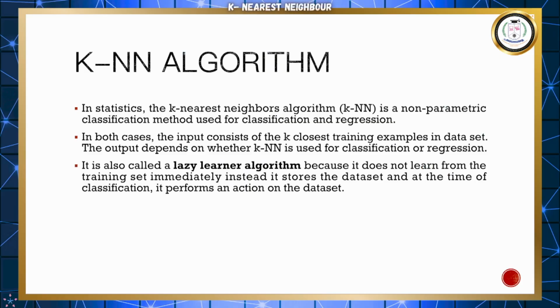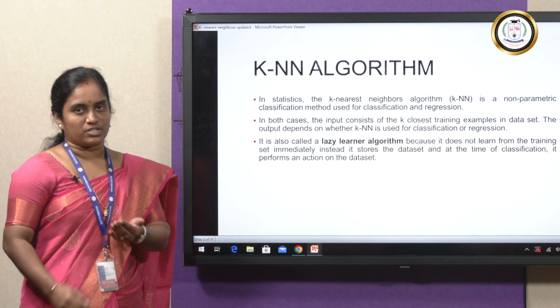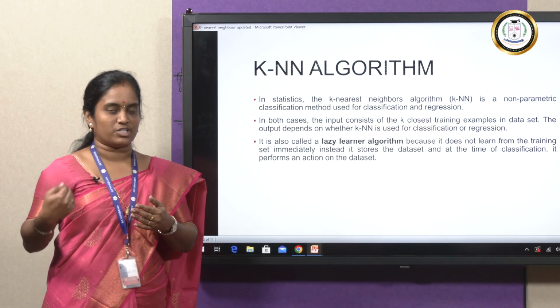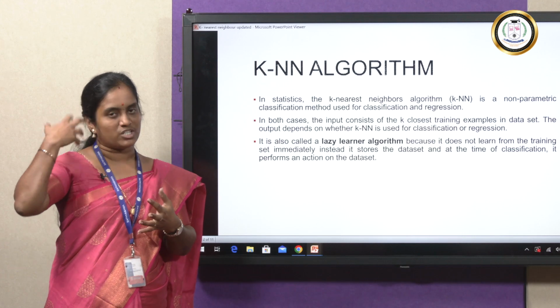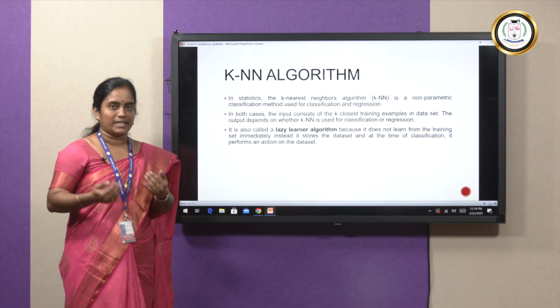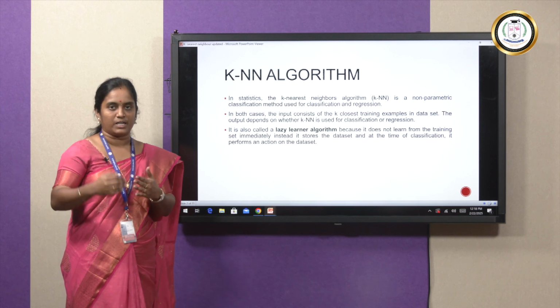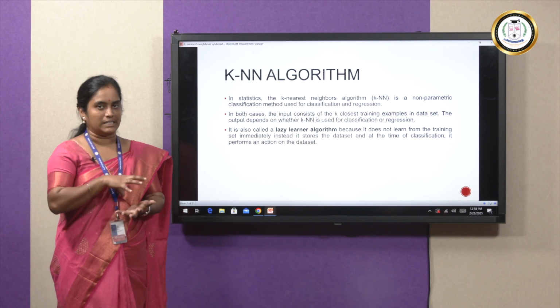KNN is also known as a lazy learner algorithm. That means it doesn't start its operation as soon as the data set is stored, but it performs a calculation only when there is a need, when a new data point arises. Only then it memorizes the data set and predicts. It doesn't classify or predict as soon as the data set is stored into the machine. So that's why it's called a lazy learner algorithm.